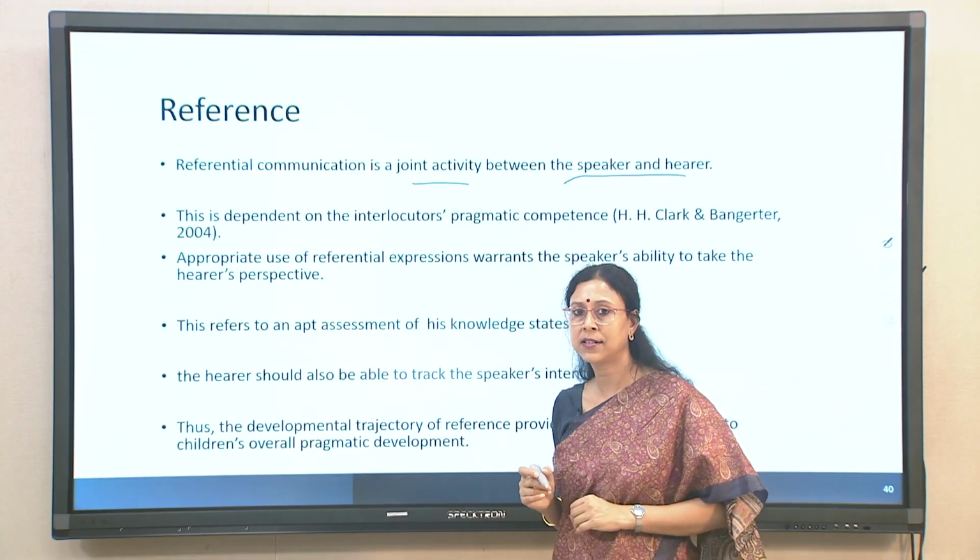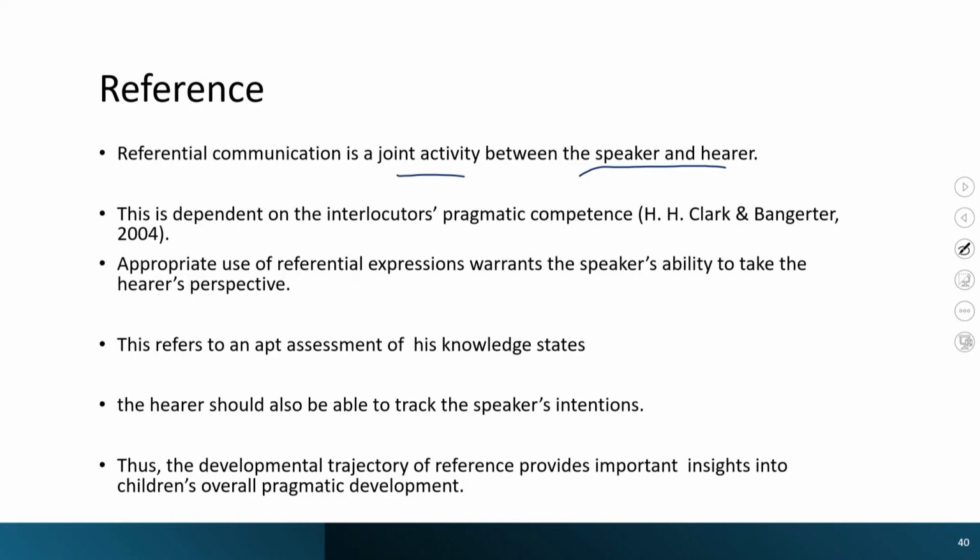Thus, the developmental trajectory of reference provides important insight. This is very important. How do infants understand, what are the developmental stages through which the child perfects this particular understanding? This will give us a window into the minds of infants as to how they really develop their pragmatic abilities. Pragmatic abilities also have to do with their cognitive abilities. How do you understand the other person's standpoint? How do you infer the other person's standpoint? This is what we are talking about here when we say referring.